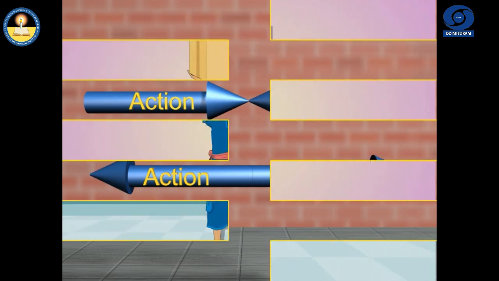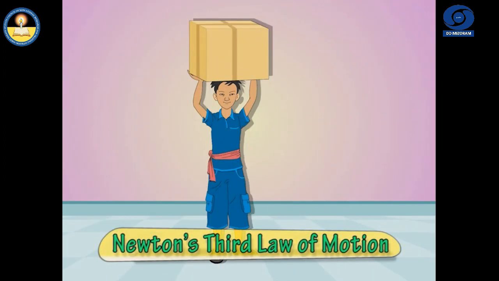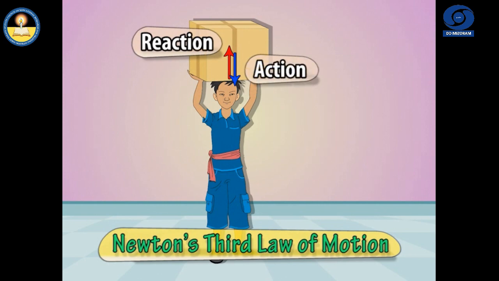For example, when a heavy load is put on the head of a porter, the load acts on the head in the downward direction, and the porter's head pushes the load in the upward direction. These forces are equal in magnitude, but acting in opposite directions, and hence form an action-reaction pair.